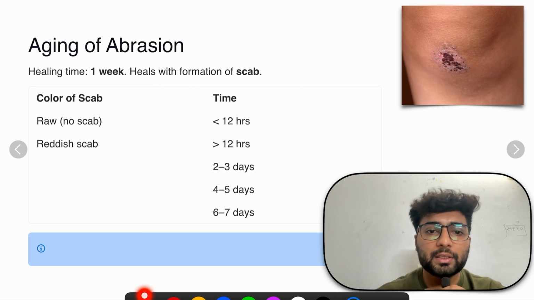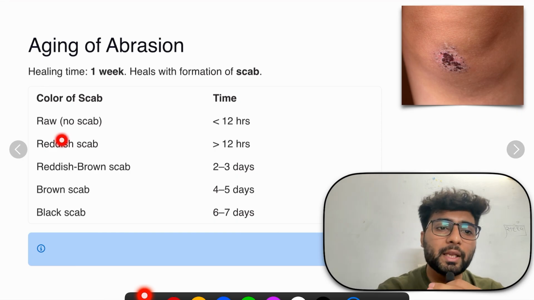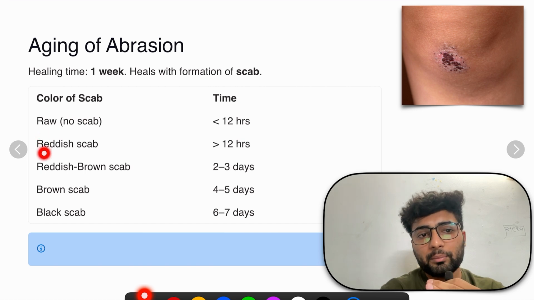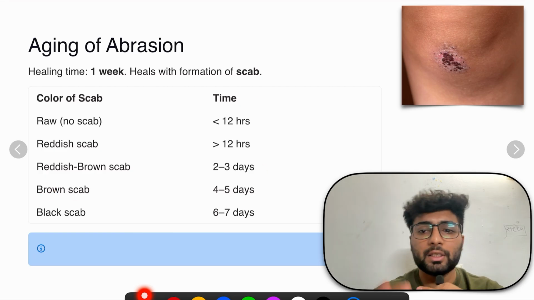Now remember it in this way: 2 to 3 days, 4, 5, 6, 7. So 2, 3, 4, 5, 6, 7, start from 2 and then end at 7. From here we take red, so we have red then brown. Now this brown shifted to another line, brown scab and then black. So we have raw, then reddish, reddish brown, brown, and brown and black. And the days, just learn it in this way.